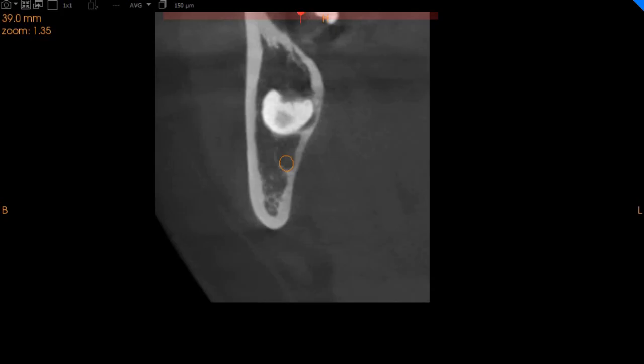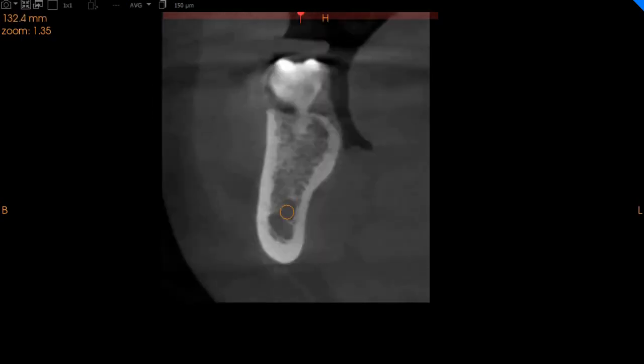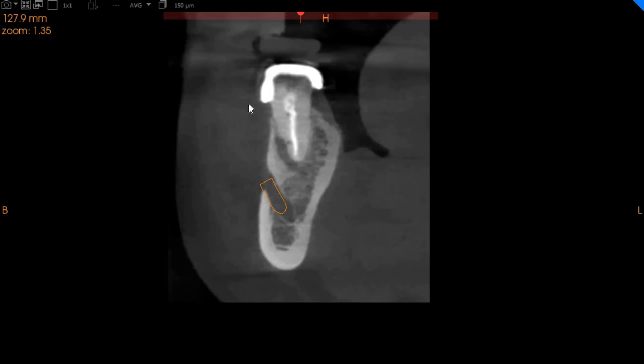The lower right 8 is distoangularly impacted and very intimately in contact with the inferior alveolar nerve. On the lower left side, we've got a root canal and a crown. Poor root canal done, we've got a periapical infection with a crack and resorption. So this tooth definitely has a crack and resorption underneath the root canal.